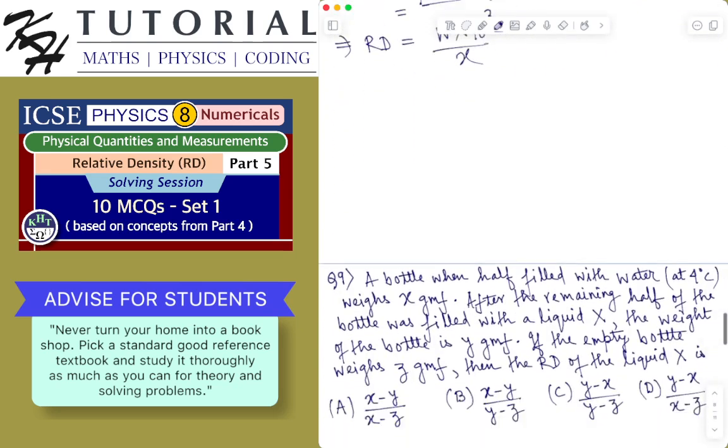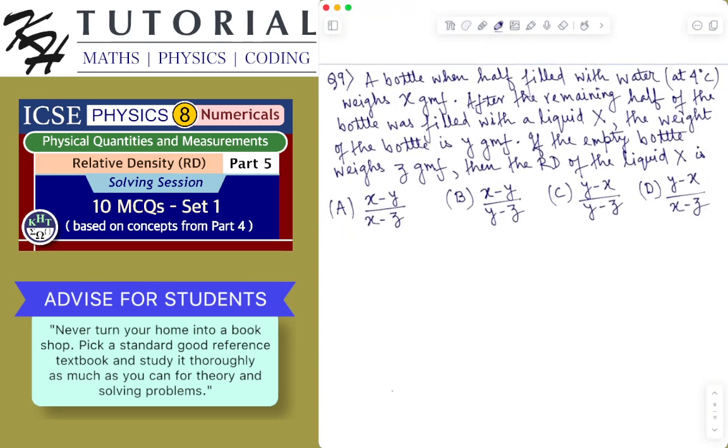Let's see the next problem. Question number 9. A bottle when half filled with water at 4 degrees centigrade weighs x gmf. Okay, so this means that the mass of the bottle plus the water, whose volume is half the capacity of the bottle at 4 degrees centigrade, is x gram. So the bottle when half filled with water weighs x gmf.